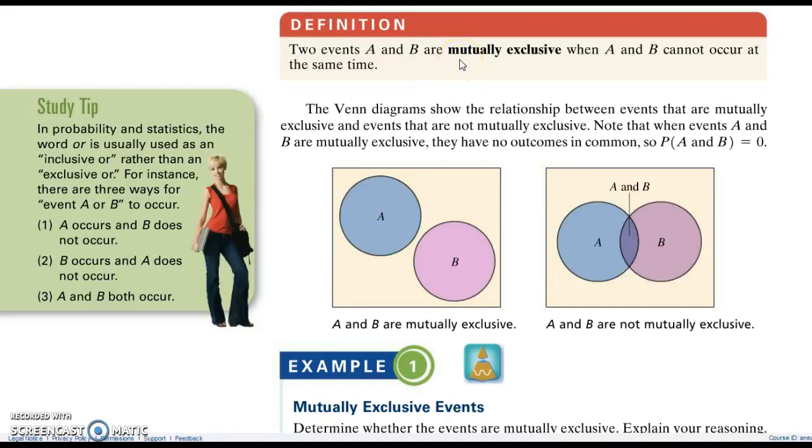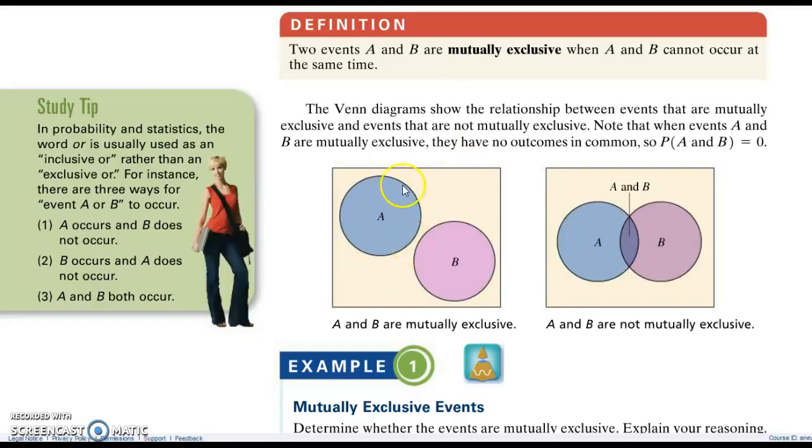The next definition is mutually exclusive, and that's when events cannot occur at the same time. It's impossible. So, for example, having the flu and not having the flu, that can't happen at the same time. Or the Patriots winning the Super Bowl and the Eagles winning the Super Bowl. They can't both happen at the same time. It has to be one or the other. So if they can't happen at the same time, they're mutually exclusive. That means there's absolutely no overlap.